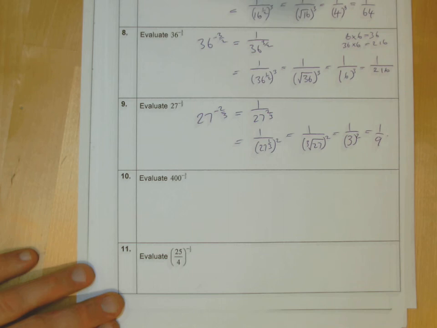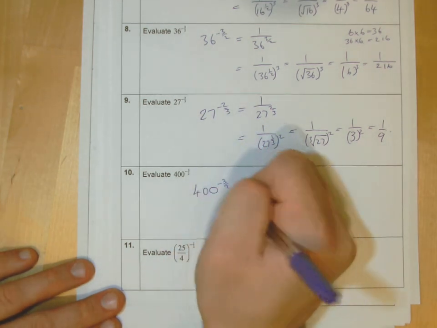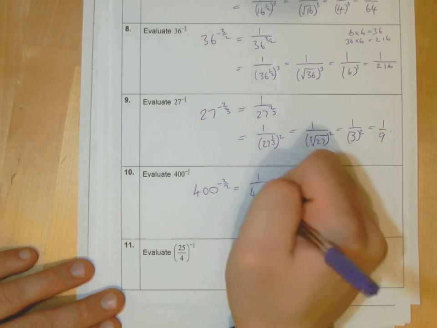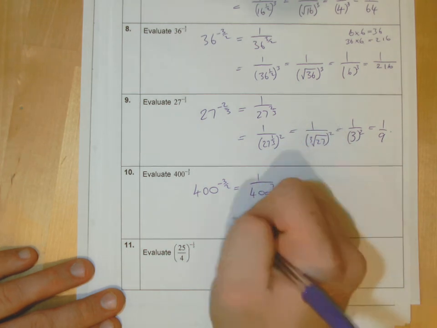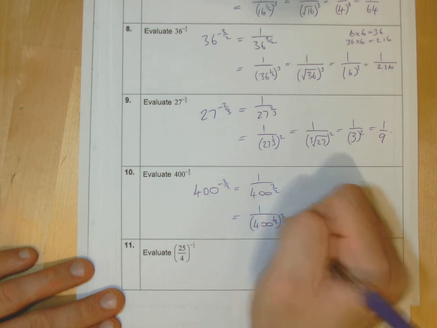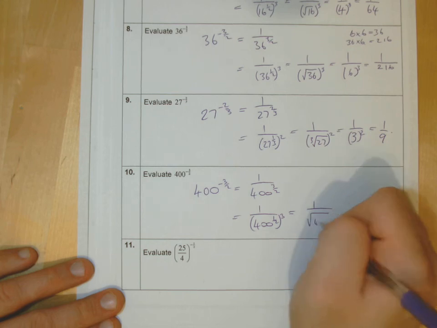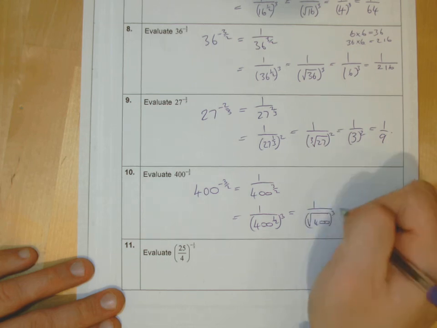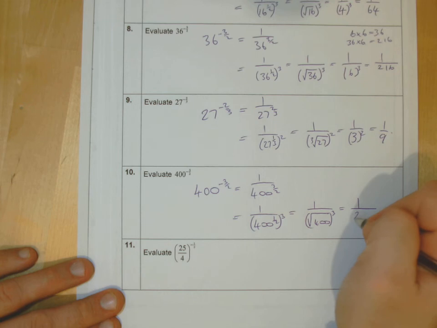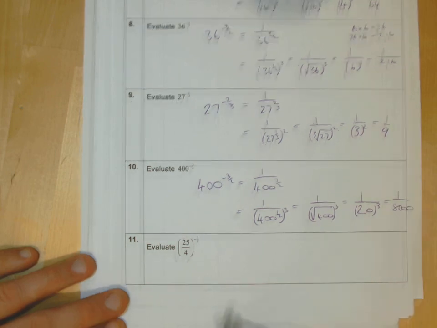Question 10 then, 400 to the minus 3 over 2. Well, that would be 1 over 400 to the power 3 over 2. Again, write it so you've got the power half and take that 3 outside. In there, 400 to the power half is square root of 400, cubed. And square root of 400 is 20, because 20 times 20 is 400. And then you've got to cube it. So 20 times 20 times 20, work that out, you get 8,000.